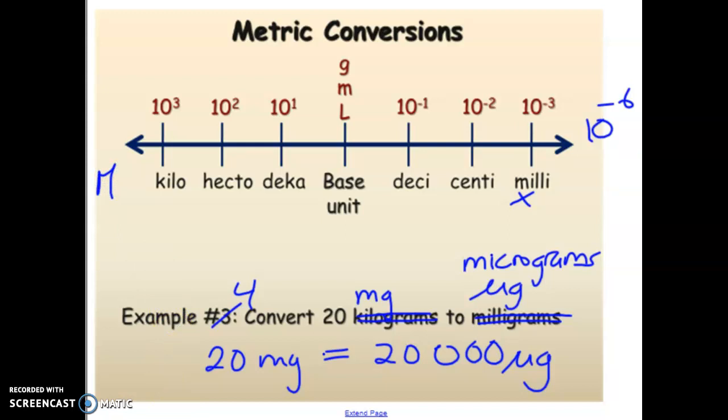Okay. One other thing that you'll need to know before you do the homework that's associated with this is sometimes you will see 1 with a T. So that's representing 1 ton.